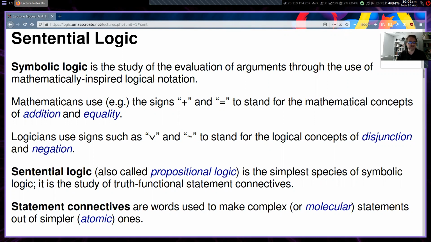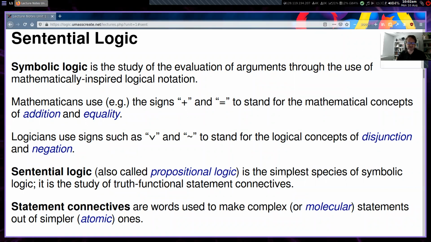Today we're going to start doing symbolic logic, and we're going to start using symbols to represent components of logical forms. So we talked last time about how logical form determines the validity or invalidity of arguments. And we're going to start using mathematical-like symbols to represent elements of logical form. So that's called symbolic logic, the study of the evaluation of arguments using mathematical-like symbols.